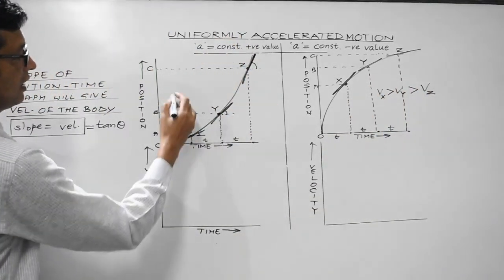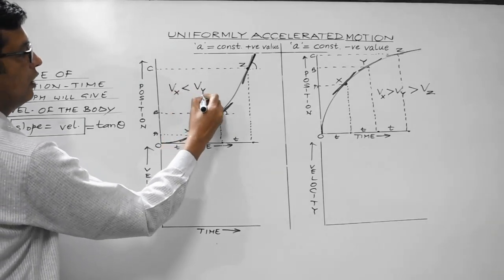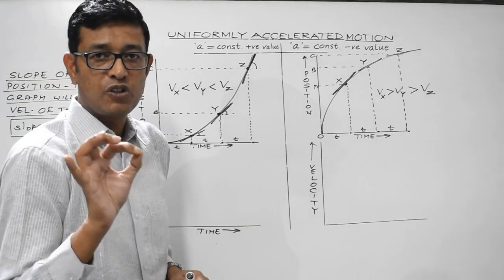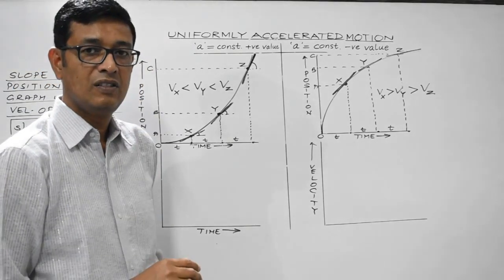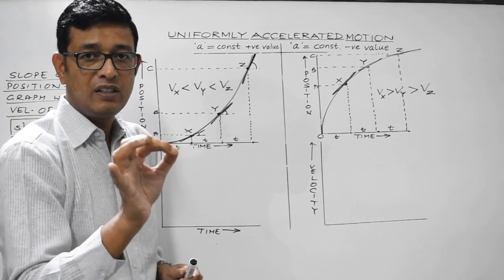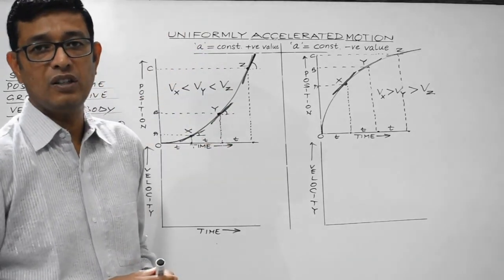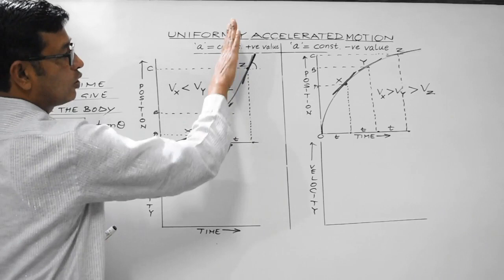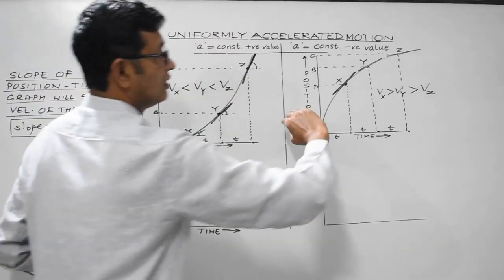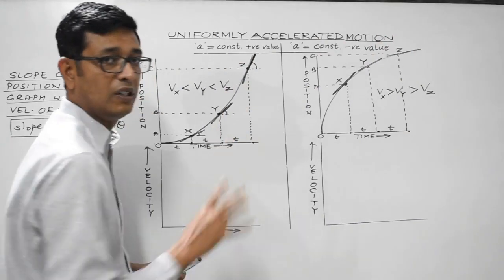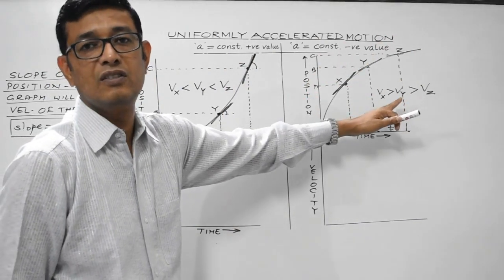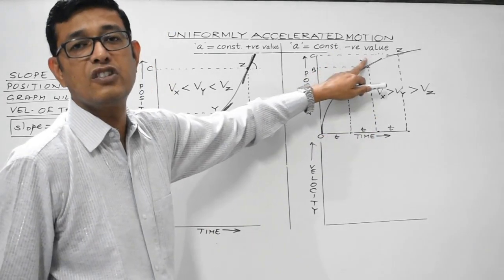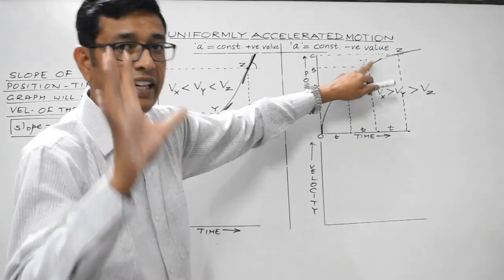Here, it was a different case. Here, Vx is less than Vy is less than Vz. Concentrate on the slope, students. The slope of a position time graph gives the velocity, and the slope at a point is given by drawing a tangent at that particular point. That is what I have done over here. Here, the slope keeps on decreasing. Here, the slope keeps on increasing. So, here, the graph becomes flatter and flatter. So, the slope decreases, which means velocity is decreasing with the passage of time. And velocity of the body decreases only in the case of retardation, that is, when the value of A is negative.